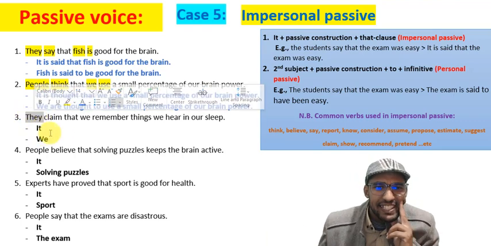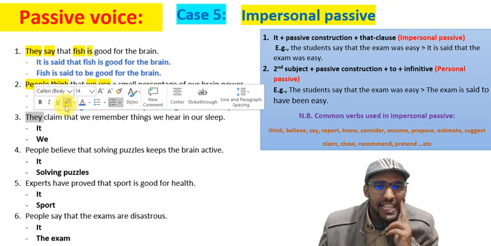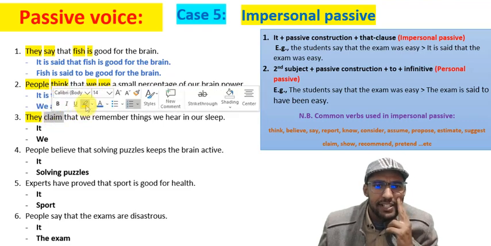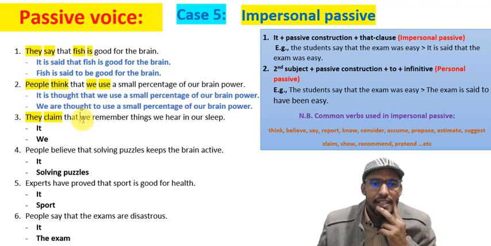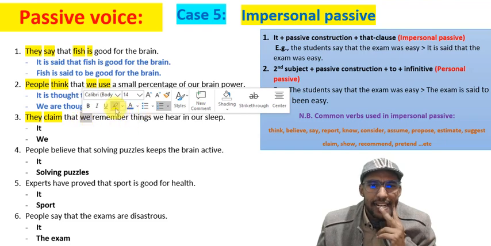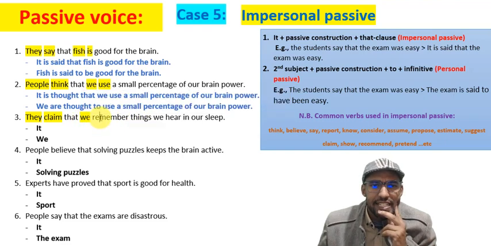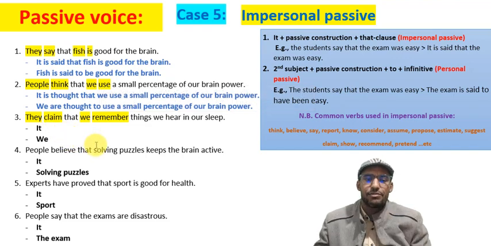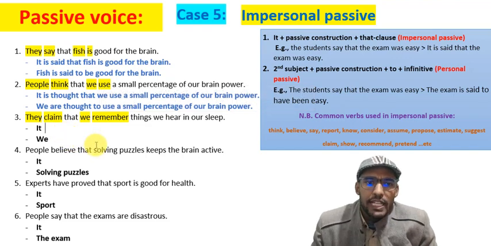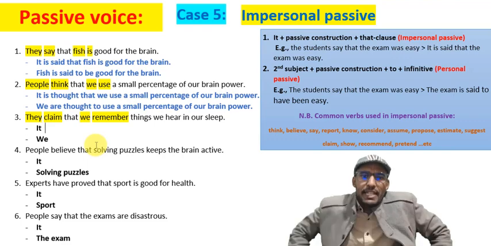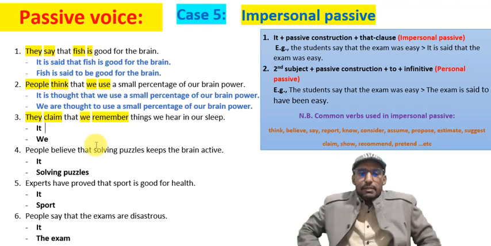Again, they is the first subject, and we have here claim, which is the first verb. And then in the relative clause, we is the second subject, and remember is the second verb. They claim that we remember things we hear in our sleep.